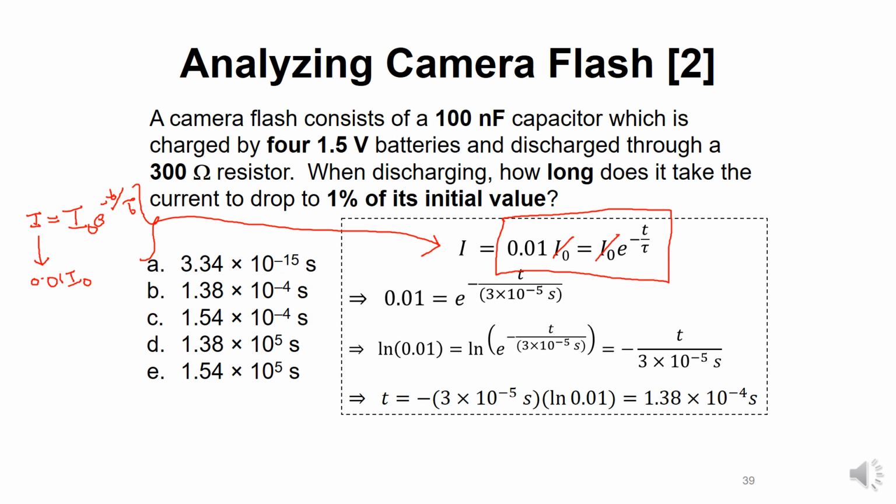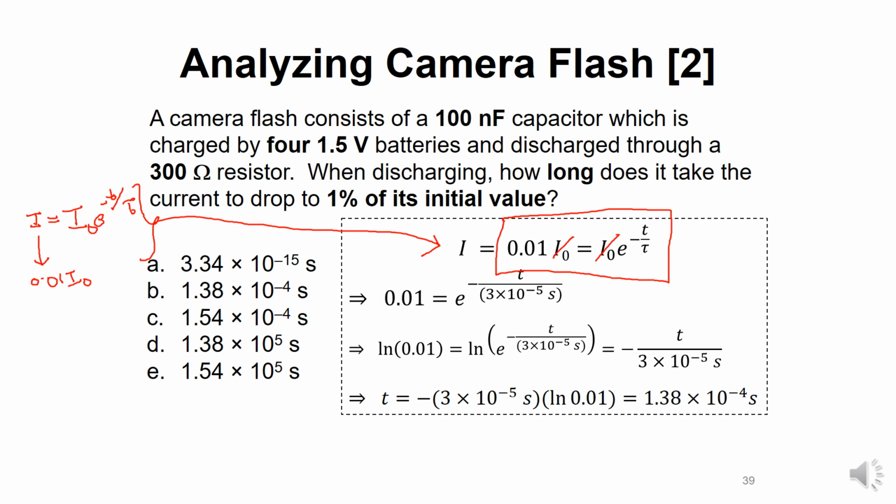We don't know what I0 is. We don't know what the initial current is, but we don't have to know. We have to know how much the current changes, but we don't know the exact value where it started from or where it ended up. We just have to know the fraction by which it changed. And it changed by 99%, from 100% to 1%. So by setting up the problem like this, we can eliminate I0 without even having to calculate it.